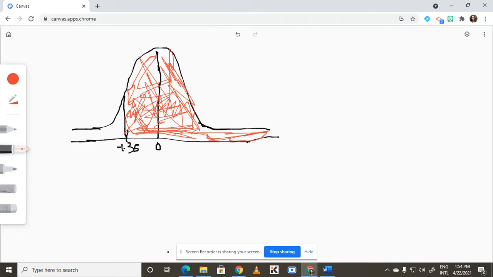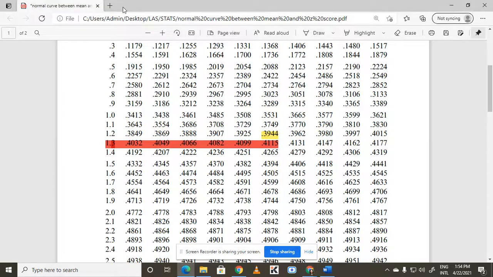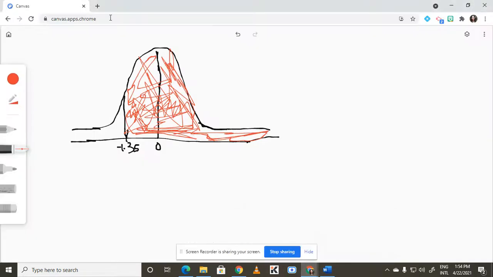So now, let's look at the table again. Look for 1.35. The same value is used, so it's still 0.4115. This means that from 0 to negative 1.35, the area that corresponds to this is 0.4115. Ma'am, what about this one? What do we do here? This one, from this vertical black line all the way to the end, is 0.5.